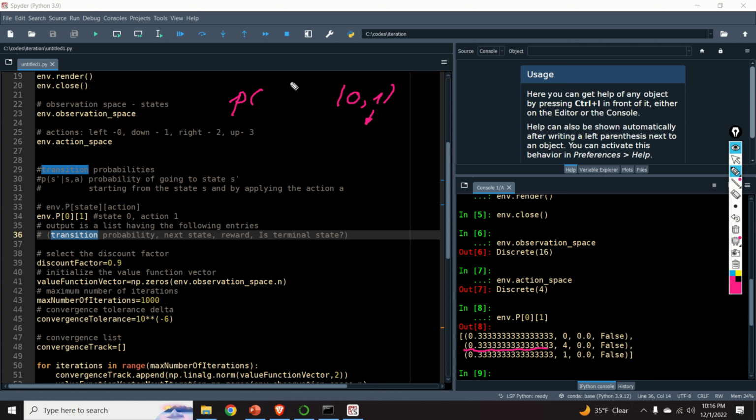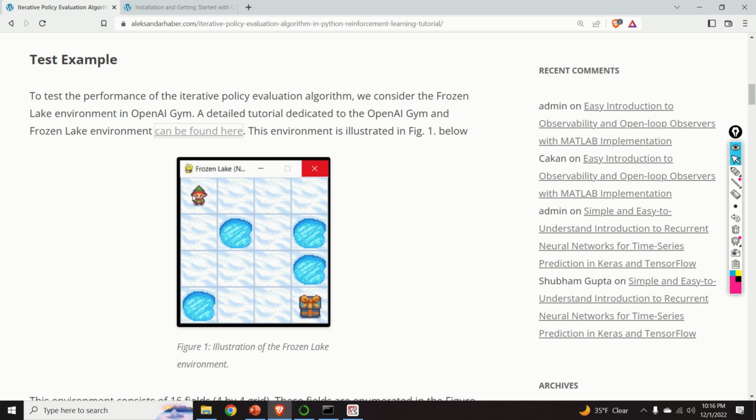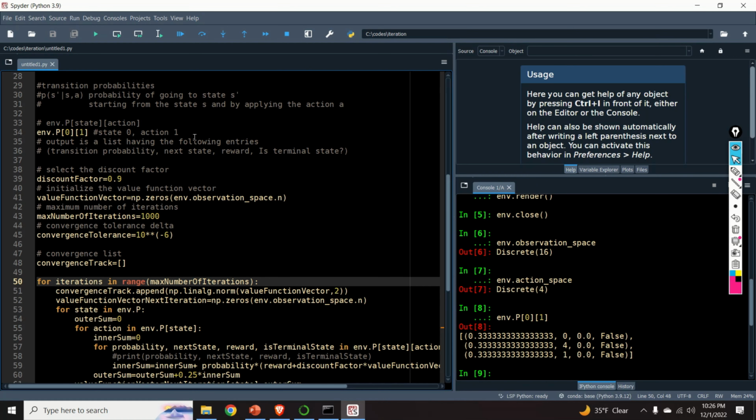And the next state is state 4, as we can see over here, and the transition probability again is 1 over 3. Okay, so let us go back to our graphical representation and let us represent this graphically. So there is a probability of 1 over 3 of going to state 4 if we were in state 0 and if we applied the action go down. Now that we verified the transition probabilities, we can proceed with the implementation of our algorithm.